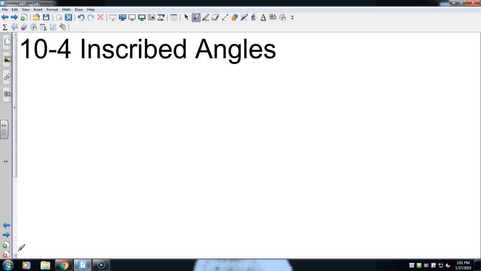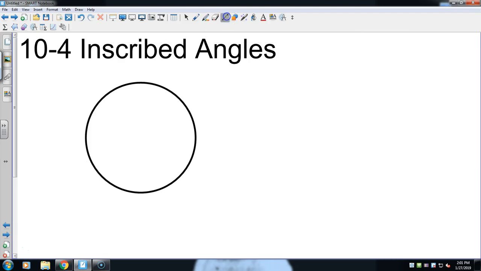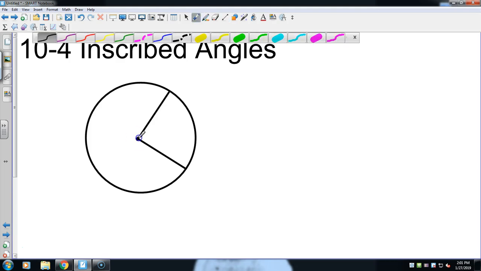All right, geometry. We are cruising through chapter 10. We are at 10-4. We're looking at inscribed angles. Last week, or a few lessons ago, we talked about what was called a central angle. And a central angle was an angle that was created from the vertex, which was the center of the circle.